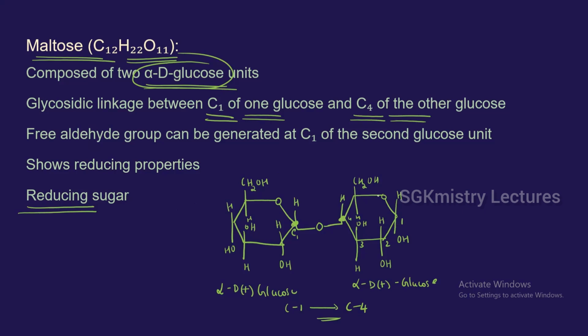Now you can see here, this particular carbon, C1 carbon atom, it is free. The anomeric carbon, it is free. It is not involved in any bonding. So because of which this maltose can act as a reducing sugar. It can reduce the Fehling's solution as well as the Tollens reagent. Okay, the anomeric carbon, especially, it should be free. Only if it is free, then we say that that particular disaccharide will be acting as a reducing sugar.